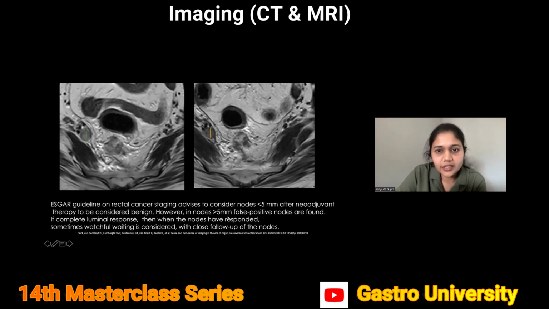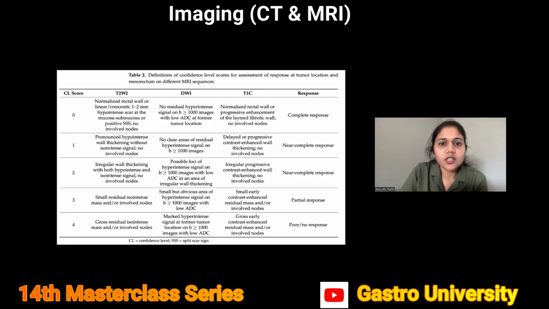However, in nodes greater than 5 mm, false positive nodes are found. If there is a complete luminal response, and the nodes have responded, sometimes watchful waiting is considered with close follow-up of the nodes. On T2, diffusion and post-contrast, these features suggest a complete response: a linear 1 to 2 mm hypointense scar with no residual hyperintensity on diffusion, with normalized rectal wall or progressive enhancement of the layered fibrotic wall, and no involved nodes.